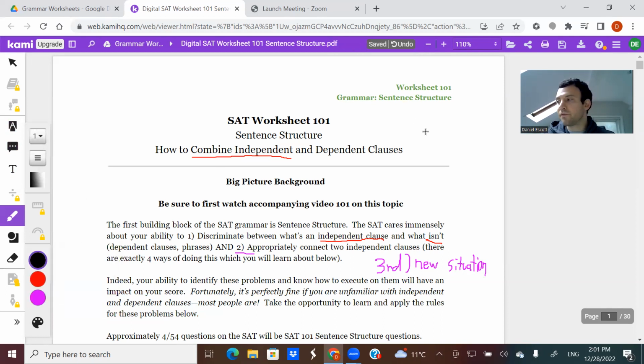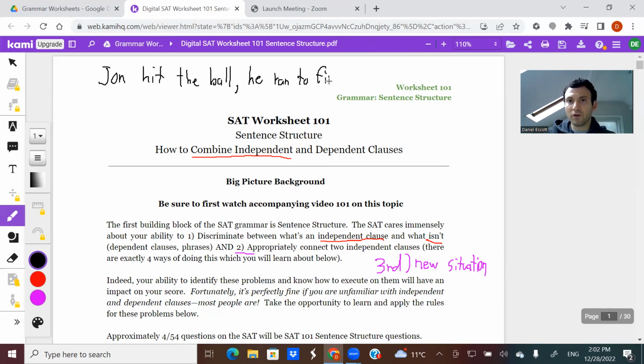Let me start off with a very common problem I can almost guarantee you'll see on the SAT. So I'll write it right here. Really simple. John hit the ball, comma, he ran to first base. If you know why this is incorrect, great. If you know how to correct it, very good.